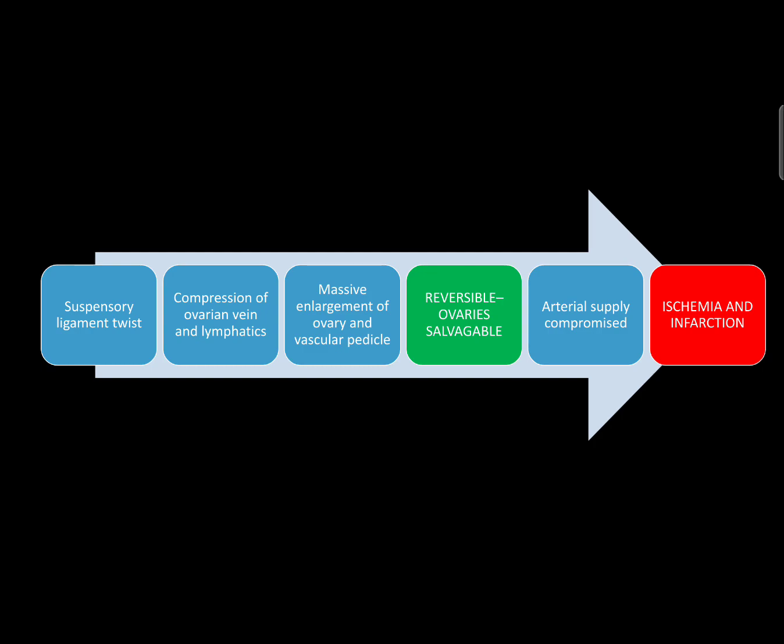Further from this, if no intervention happens at this point, the arterial supply gets compromised. Once this happens, the ovary undergoes ischemia and hemorrhagic infarction. Following this, the ovaries are not salvageable.